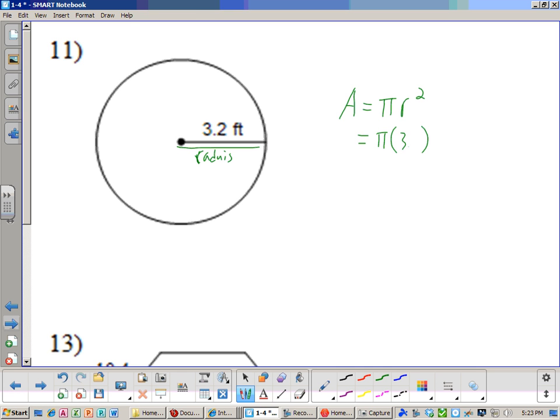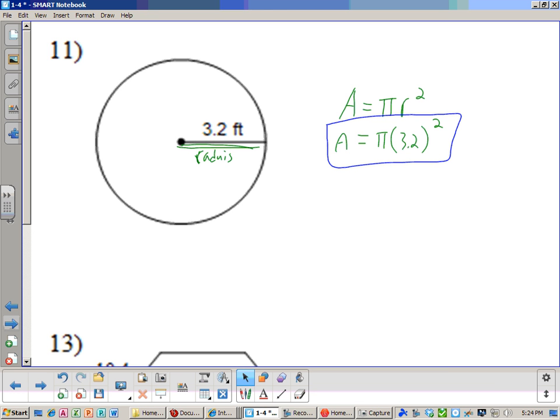It's simple, just 3.2 squared. All right, if it was diameter, yeah, I'd divide by 2, but it's not. It's radius. It's simple. Just plug it in. All right, and that's my answer right there. So I'm just going to write that, and I am good. Excellent. Okay, moving on.